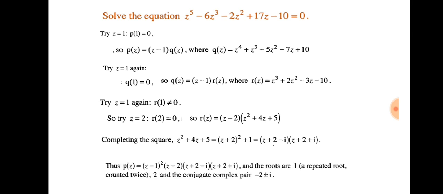So now we have the factors. Thus p of z equal to z minus 1 whole square times z minus 2 times z plus 2 minus i times z plus 2 plus i. And the roots are 1, a repeated root, 2, and the conjugate complex pair, minus 2 plus or minus i. Totally 5 roots.